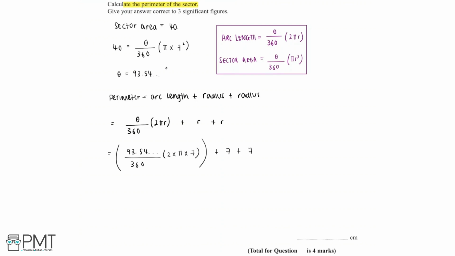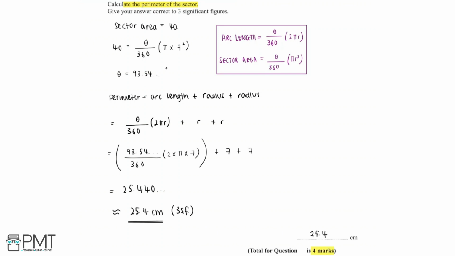And so the perimeter is equal to 93.54 over 360 multiplied by 2 times pi times 7, and then all of this adds 7 and adds 7 again. Putting these values into our calculator, we found that the perimeter of the sector is around 25.440 centimeters. Remembering to give our answer correct to 3 significant figures, the perimeter of the sector is approximately 25.4 centimeters to 3 significant figures.